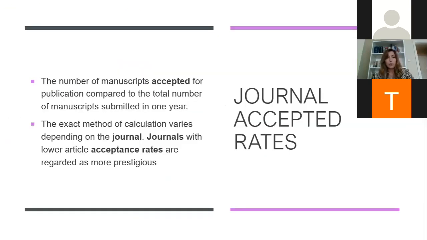Another metric, journal acceptance rate, which has recently been an important indicator in journal selection criteria, is defined as the number of manuscripts accepted for publication compared to the total number of manuscripts submitted in 1 year. Journals with lower article acceptance rates are regarded as more prestigious.